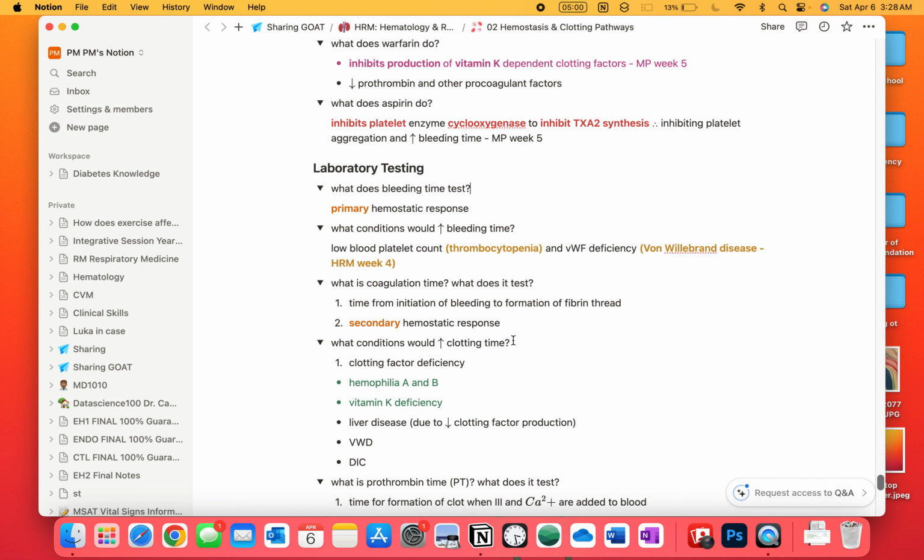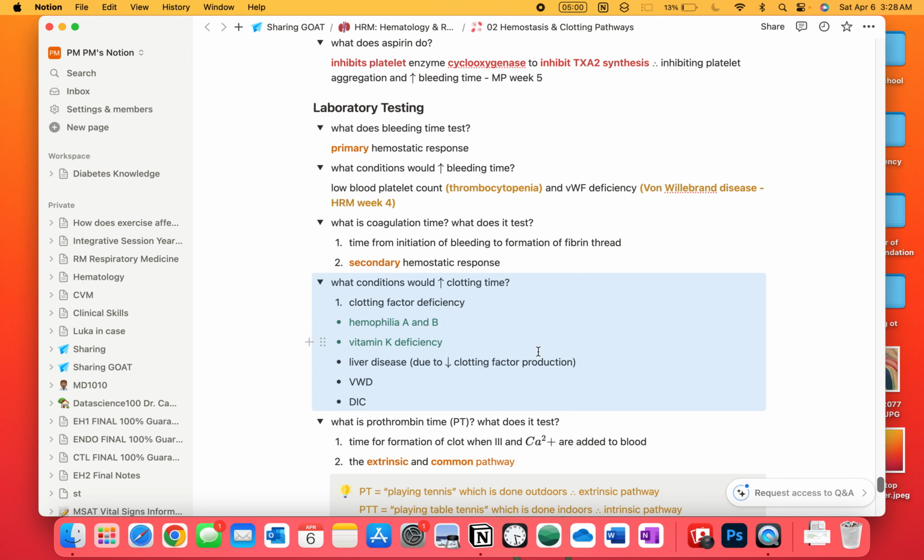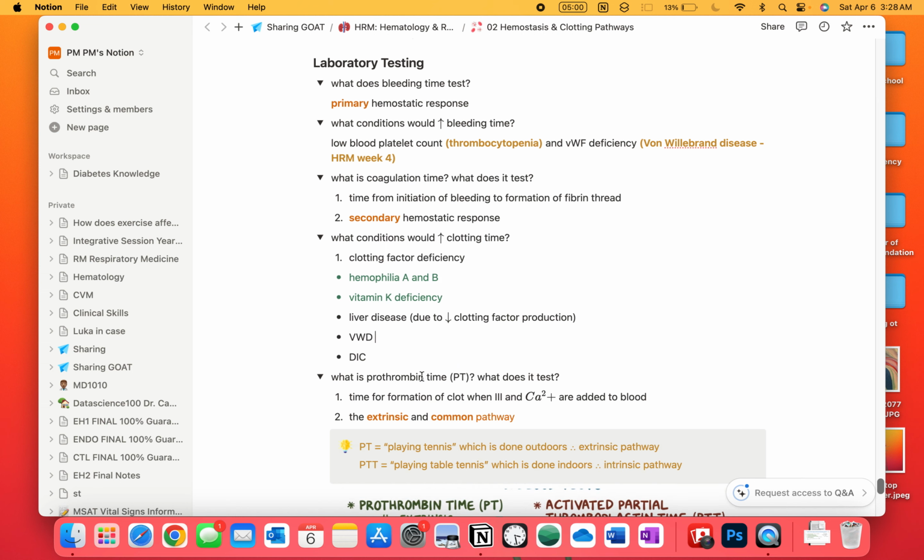What is coagulation time? This is essentially testing your secondary hemostatic response. And it's the time from initiation of bleed to formation of that insoluble fibrin clot. And what conditions would increase the clotting time? Hemophilia A and hemophilia B, factor 8, factor 9. Clotting factor deficiency, vitamin K deficiency. Liver disease, you're just going to have decreased overall clotting factors, DIC and VWD. Don't really need to know these two.